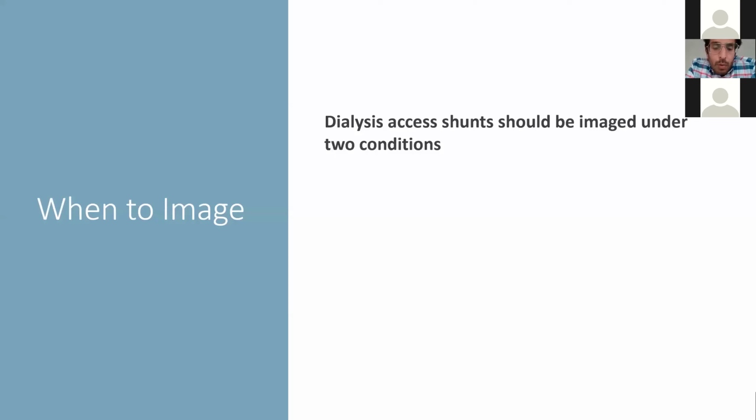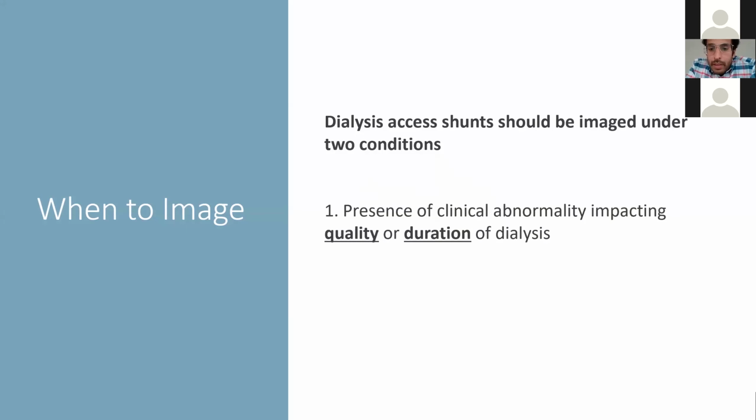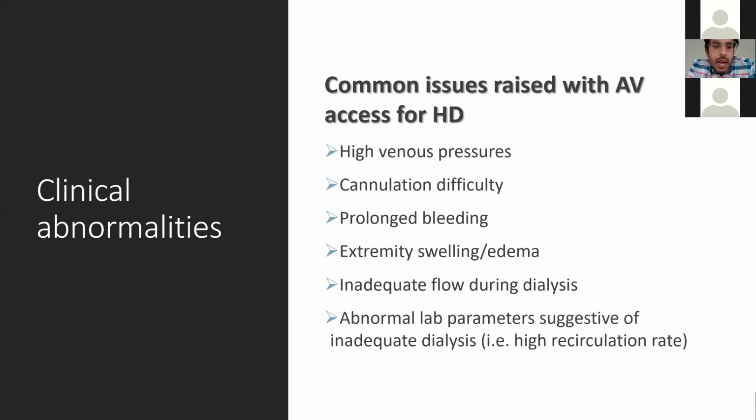So, when to image: we really want to image dialysis access shunts under two conditions. One being the presence of a clinical abnormality that impacts the quality or duration of dialysis. And the second is to prevent acute thrombosis, so we really want to catch these ahead of time. And so we're looking for these clinical abnormalities. In general, we don't treat images, we treat patients that have clinical problems.